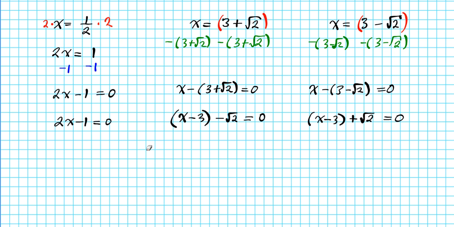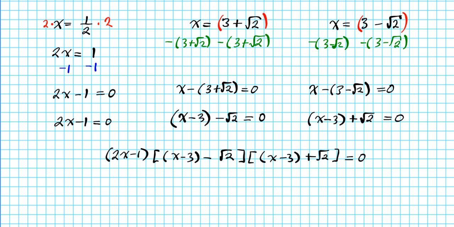Okay? So we have quantity 2x minus 1 times x minus 3 minus root 2 times x minus 3 plus root 2. Set that equal to 0.